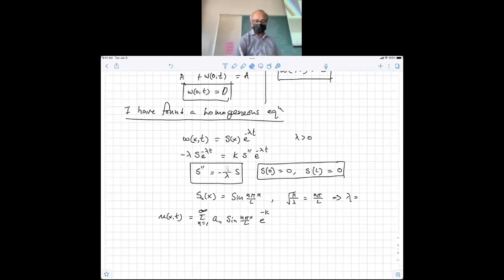Okay, so this one here should be lambda over k or k over lambda? Lambda over k. And of course, this is W. So lambda is k times n square pi square over L square.